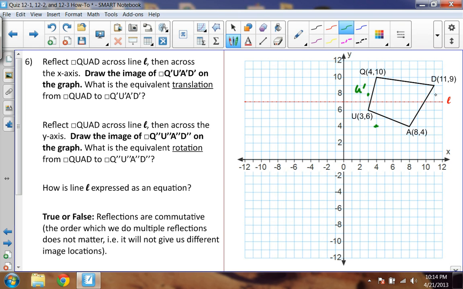And the same thing for D: 1, 2, 1, 2. And A: 1, 2, 3, 1, 2, 3. And with practice, you'll end up getting this pretty well. Here's Q prime.